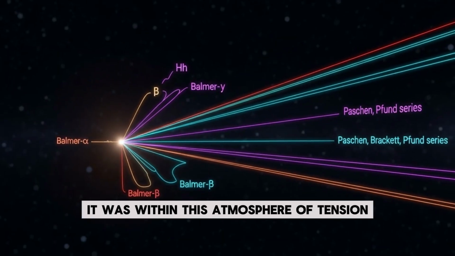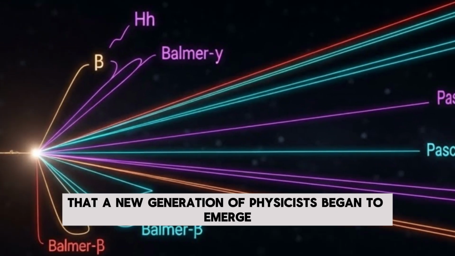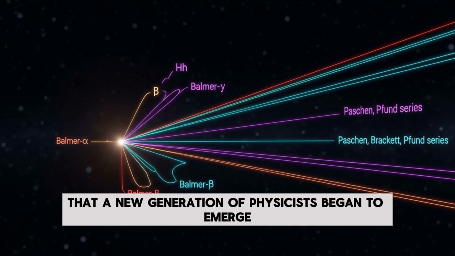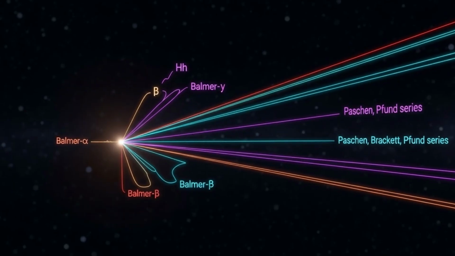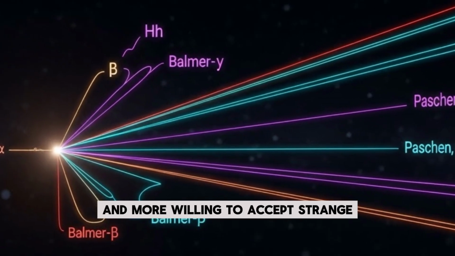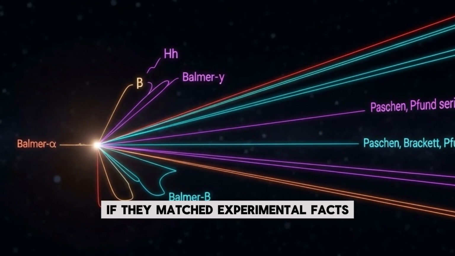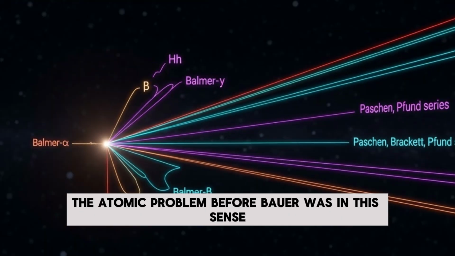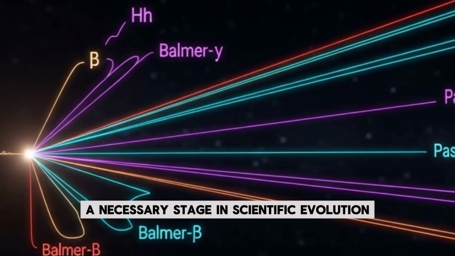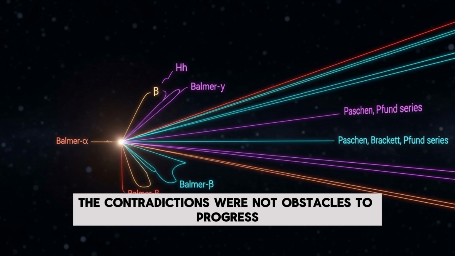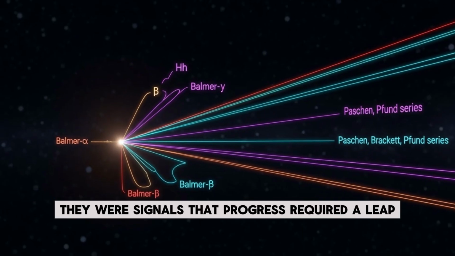It was within this atmosphere of tension, uncertainty, and anticipation that a new generation of physicists began to emerge. They were less attached to classical intuitions and more willing to accept strange, counterintuitive ideas if they matched experimental facts. The atomic problem before Bohr was, in this sense, a necessary stage in scientific evolution. The contradictions were not obstacles to progress. They were signals that progress required a leap.